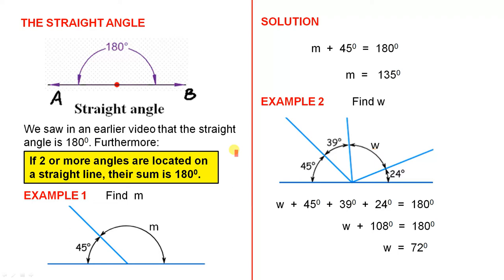Now, we have this rule. This is a very, very important rule. If two or more angles are located on a straight line, their sum is 180 degrees.